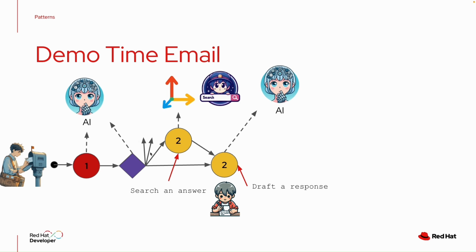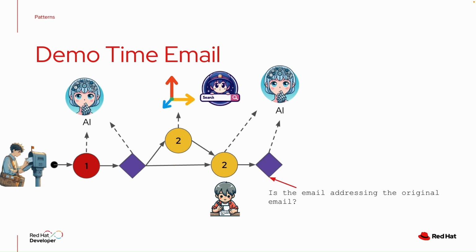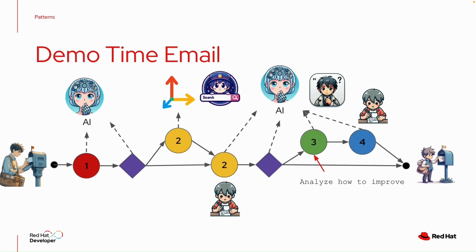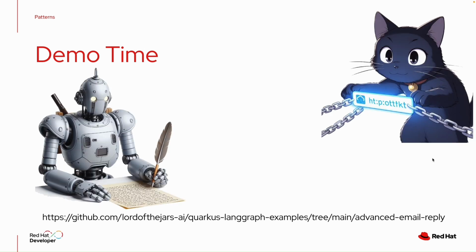And then here we open a wide range of possibilities. For example, going to search the web, or waiting for a human interaction, and so on. In any case, if we find the answer, then we can draft a response. We can just ask the AI to draft a response with the given information. Then the next thing we need to check is, hey, is this email addressing the original question? Maybe yes, maybe not. If not, then analyze how to improve it and improve it. And if it's good enough, then send it. And I implemented this again here, as you can see, as an example.